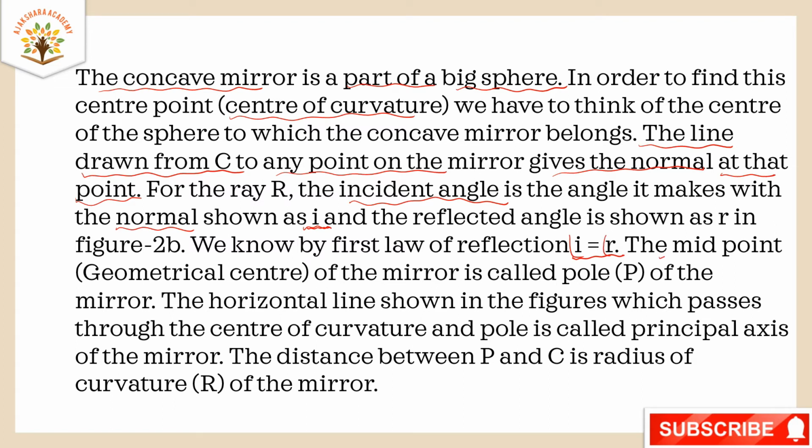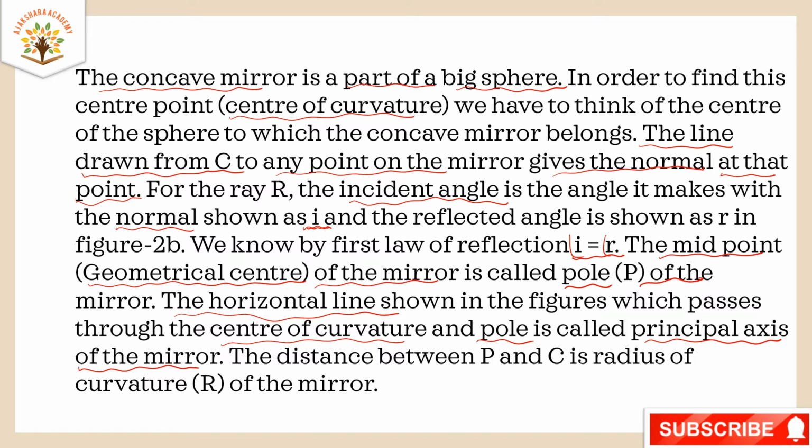The midpoint or geometric center of the mirror is called the pole. The horizontal line which passes through the center of curvature and the pole is called the principal axis. So the principal axis of the mirror is the horizontal line which passes through C and P. P is the pole, C is the center of curvature.